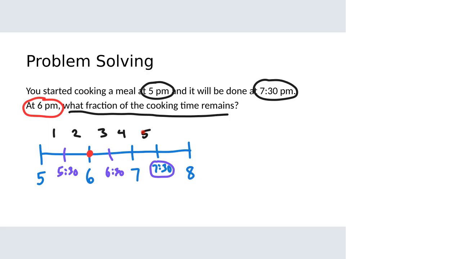And how much of that remains? Well, given the fact that I'm at 6 o'clock here, I still have this one, and this one to go. So I have 3 out of the 5 pieces of my length model remaining. And so what fraction of the cooking time remains? 3/5 of the cooking time remains. Beautiful use of the length model to solve a problem like this one, where we can draw it out and just use the picture to say, well, if it's 6 o'clock, then I have 1, 2, 3 of the 5 pieces remaining. Let me know if you have questions on that before I have you try one that's similar.